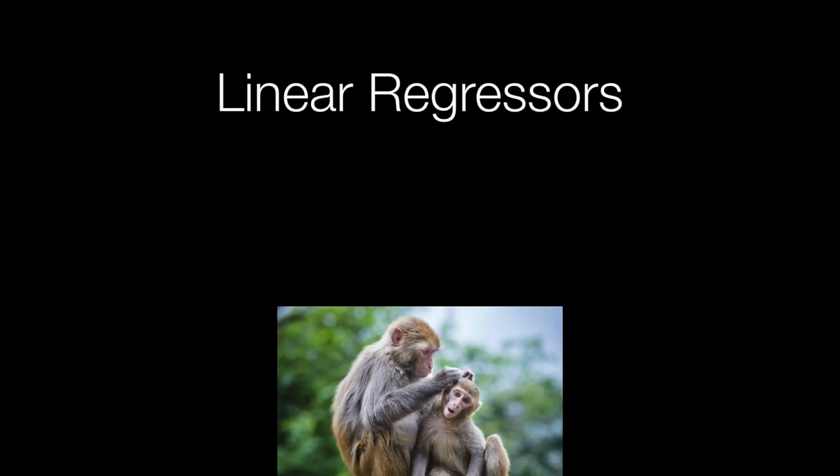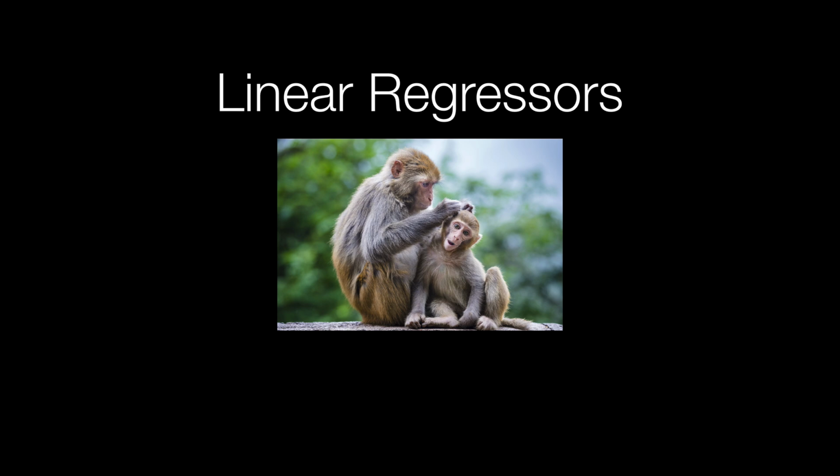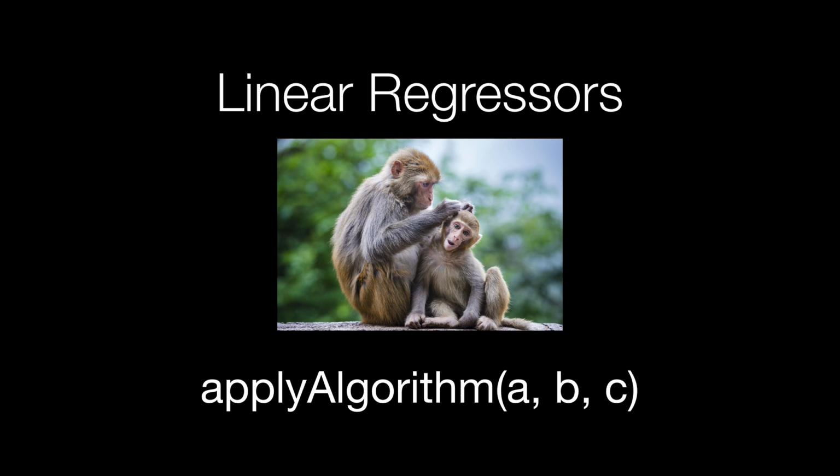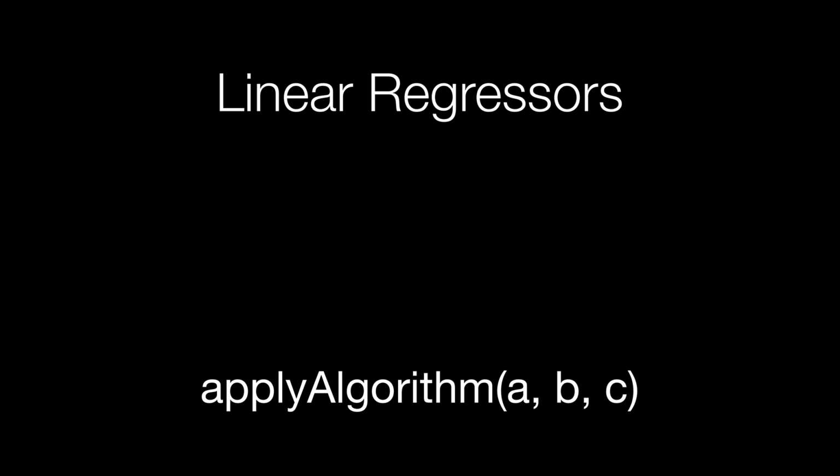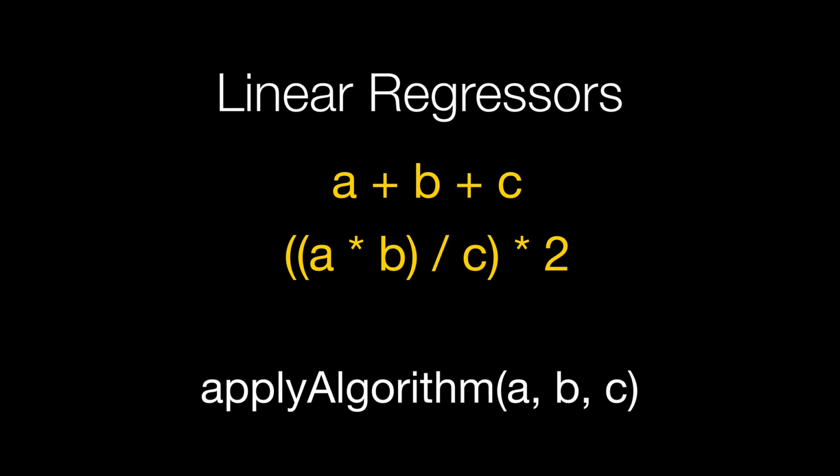Linear regressors are the easiest to understand, because it's pretty much exactly how your little monkey brain works. Rude. They attempt to estimate the relationships between your variables by considering them as part of a linear function such as apply algorithm A, B, C. The output of the function depends on how much weight is placed on each variable, which takes us back to the estimating example I showed you earlier. You might guess that the result is variable A plus variable B plus variable C. Or perhaps variable A multiplied by variable B, then divided by variable C, then doubled.